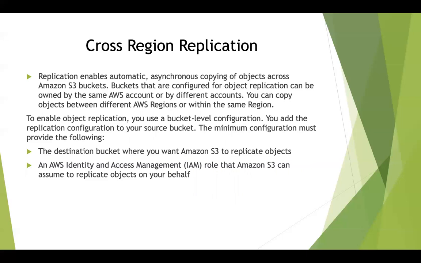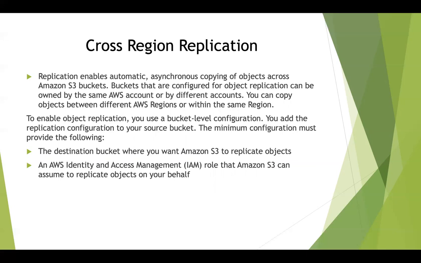So that means your destination bucket that you would like to copy the objects to from your source bucket can be in the same AWS account or in a different AWS account. You can copy your objects between different AWS regions or directly within the same region itself. So it can be from one AWS account to another AWS account, and at the region level it can be between different AWS regions or within the same region. To enable object replication, you use a bucket level configuration. So the management configuration should be done on the bucket level.